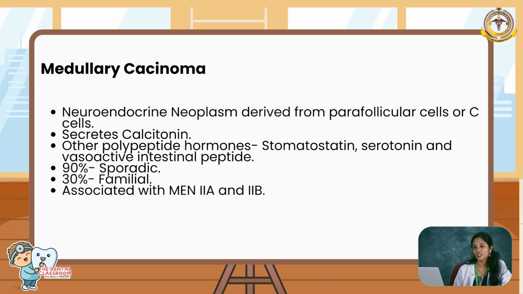The next is medullary carcinoma. Medullary carcinoma is a neuroendocrine tumor. It secretes calcitonin. So what is the function of calcitonin? It regulates calcium and phosphate. Okay, it can secrete other polypeptide hormones as well, somatostatin, serotonin and vasoactive intestinal peptide. So 90% of this tumor is sporadic, 10% can be familial, associated with MEN 2A and 2B syndrome.